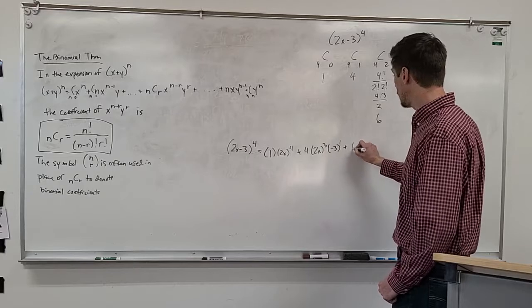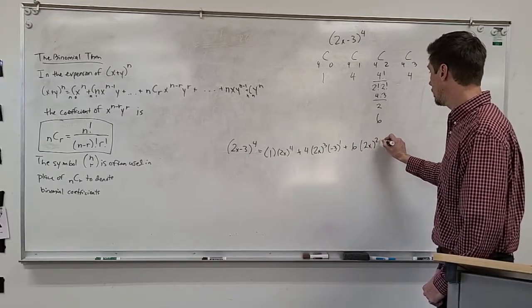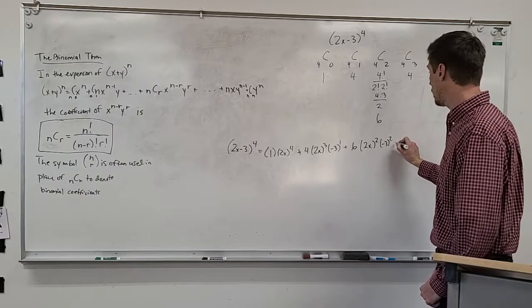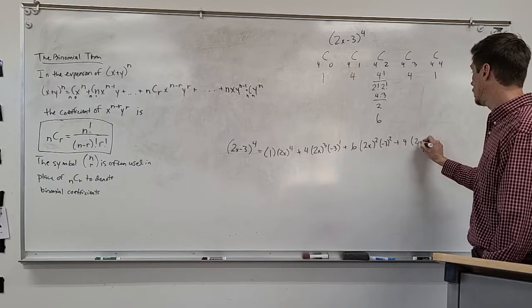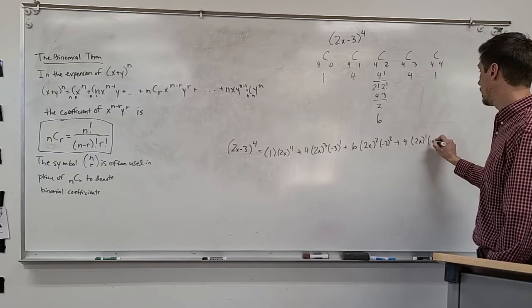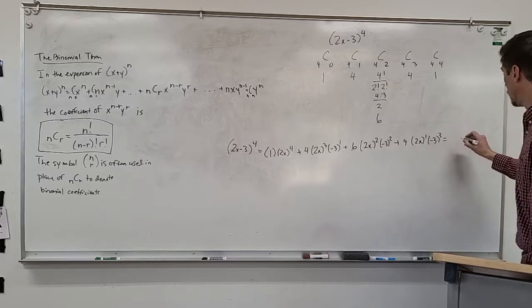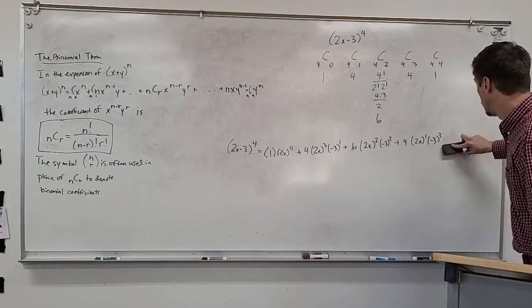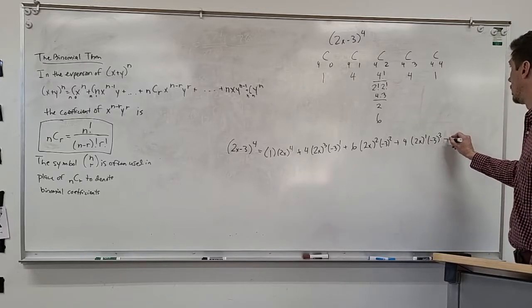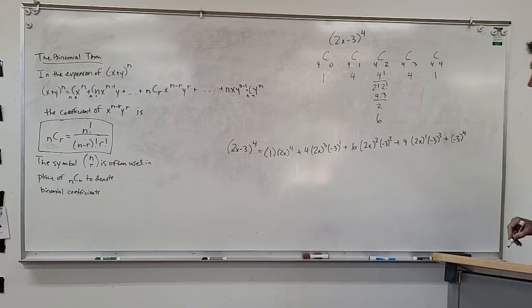And then we'll have 6 times 2x squared with a negative 3 to the second power, and then we'll have a 4 times 2x to the first power with a negative 3 to the third power, and then finally 2x disappears in this term, and we've got just negative 3 raised to the fourth power.